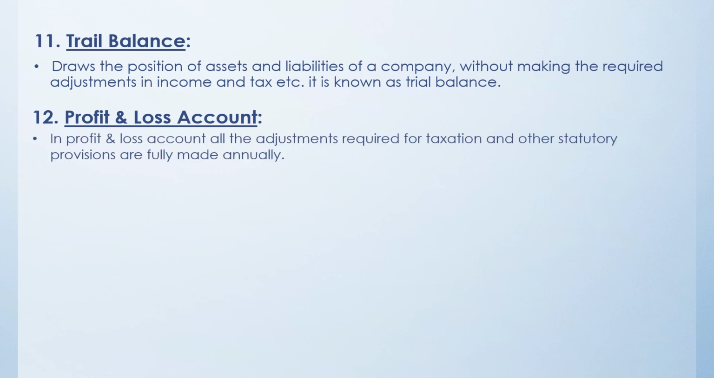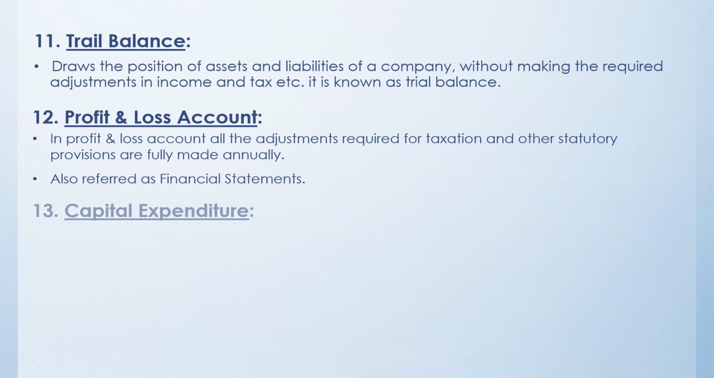While balance sheets are drawn as on a particular day, the profit and loss could be drawn only for a period of performance, say 3 months, 6 months or 1 year. It is the annual profit and loss, all the adjustments required for taxation and other statutory provisions are fully made. In the modern parlance, balance sheet and profit loss account are together known as financial statements. However, the classical names still continue in usage.